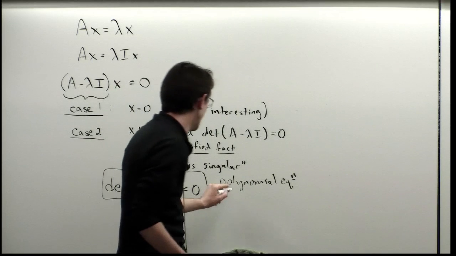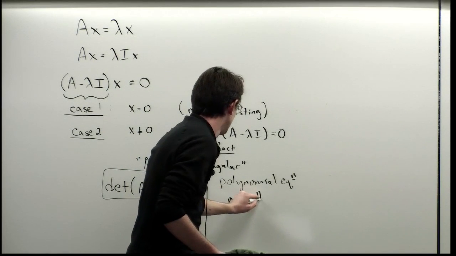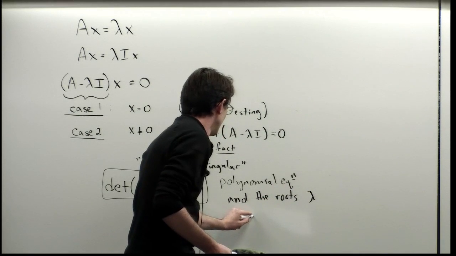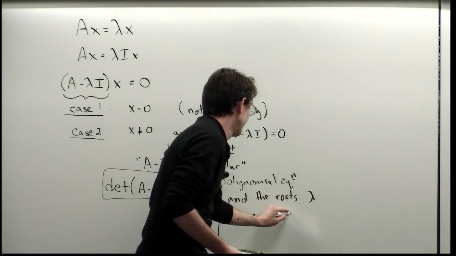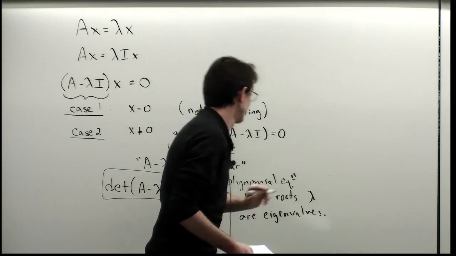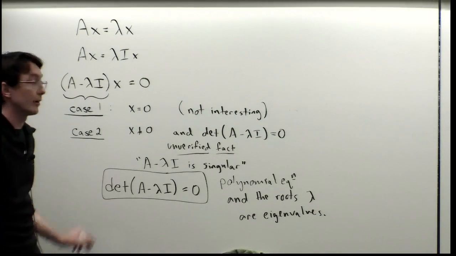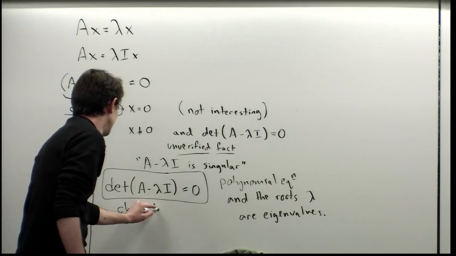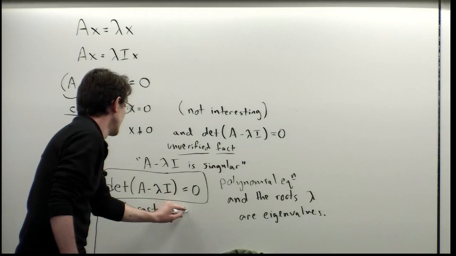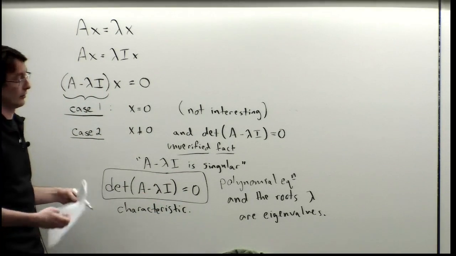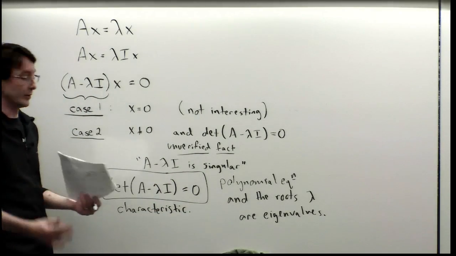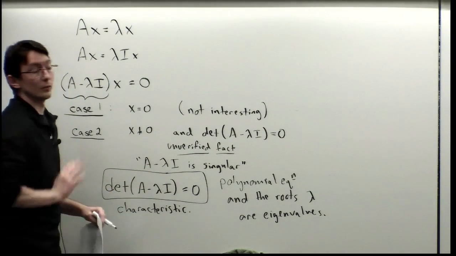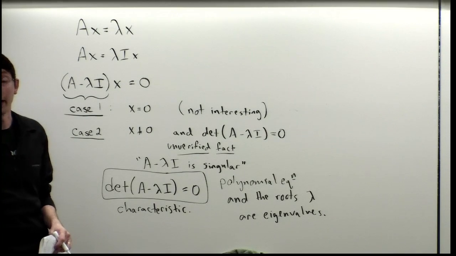Okay, so this determinant of A minus lambda I equal to 0 is a polynomial equation, and the roots lambda are eigenvalues. Okay? This is called the characteristic equation. And so it's no surprise that in German, characteristic values are eigenvalues. Okay? So this is the equation we need to solve if we want to find eigenvalues lambda.